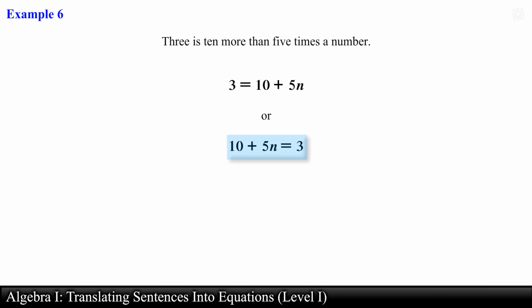10 plus 5n equals 3. Both of these equations are essentially the same. Some sentences actually describe equations that contain variables on both sides of the equal sign, like the following example. Twice a number is 10 more than a number.